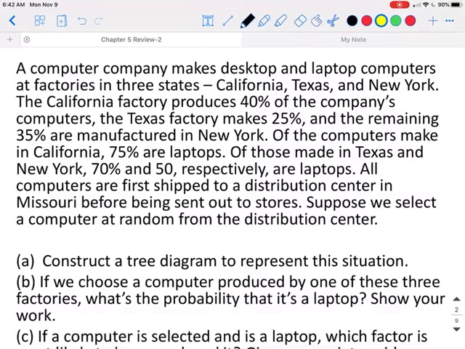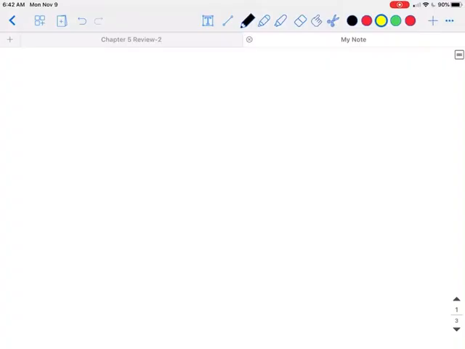So we know California is 40%, Texas makes 25%, and the last 35% come from New York. So in our tree diagram, we have 3 different factories. We have one in California, one in Texas, and one in New York. We know that 40% of them are made in California. We know that 25% of them are made in Texas, and the remaining 35% are made in New York.